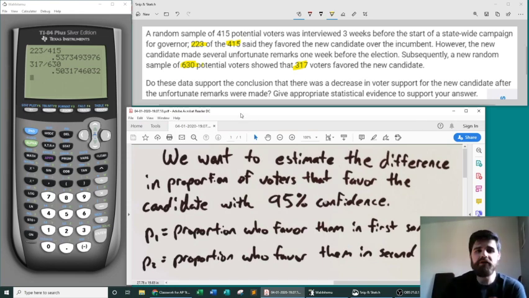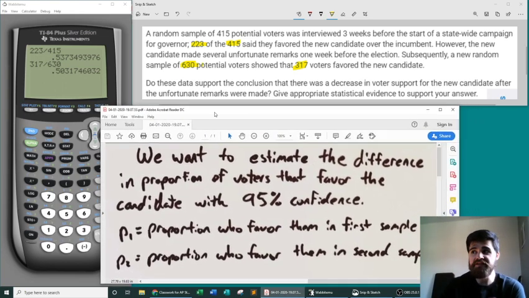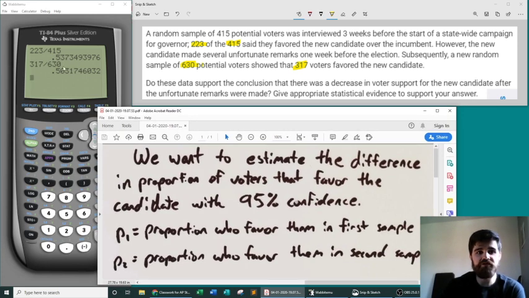So we want to estimate the difference in proportions, so the difference in these two numbers. We're looking for the true proportion, not just this sample. So we're estimating the difference in proportion of voters that favored the candidate with 95% confidence. And by difference in proportion, I mean the difference between p1, the proportion of voters who favored the candidate during the first survey, and p2, the proportion of voters who favored them in the second sample.